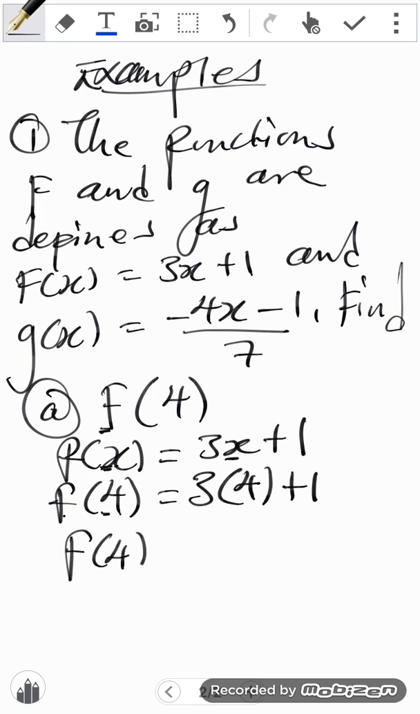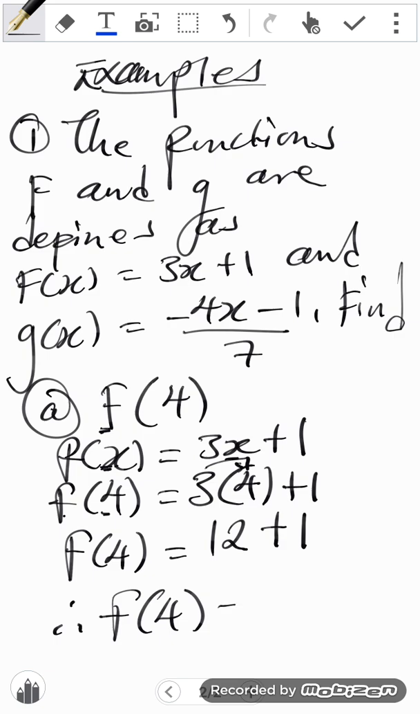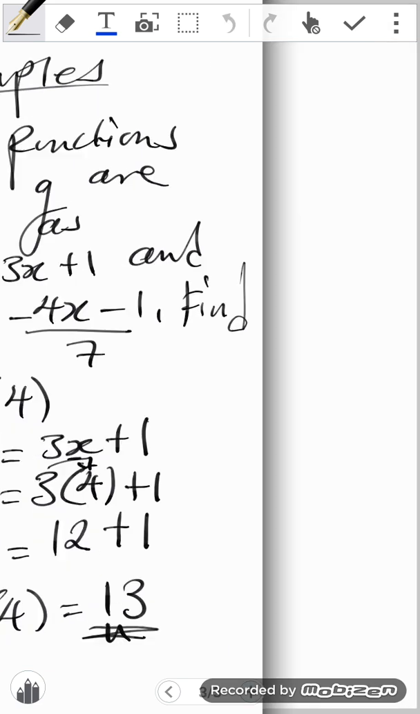Therefore, f of 4 will then be equal to 3 times 4. 3 times 4 will give us what? 12, yes. Then we say plus what? 1. And therefore, f of 4 will then be equal to 12 plus 1, which is simply what? 13. You see? Yes.